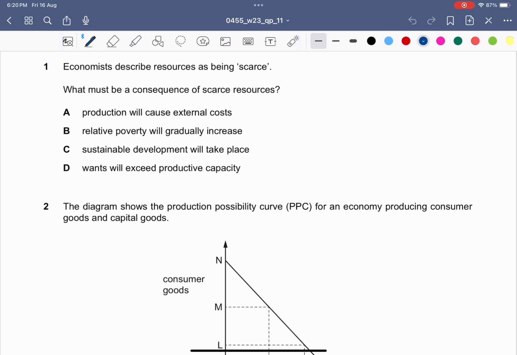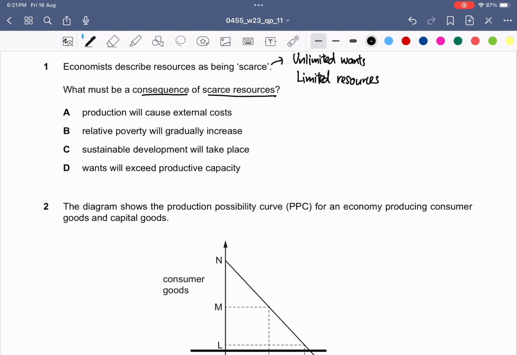First question. Economists describe resources as being scarce. What must be a consequence of scarce resources? So first, what forms scarcity? It's from unlimited wants and limited resources.